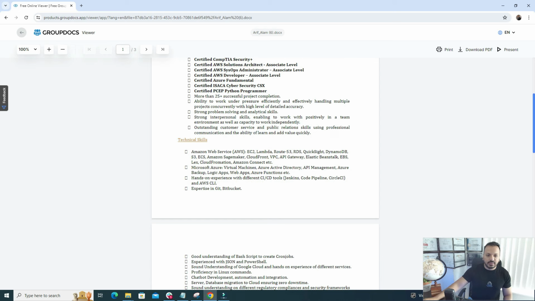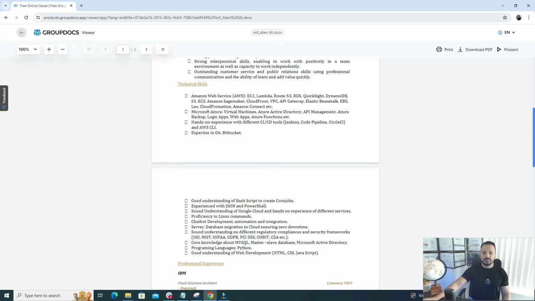After that, the next section for an IT CV is technical skills. What does it mean? In technical skills, we mention all the tools that we know, all the skills that we have acquired so far in our career. My CV is mostly cloud computing and cybersecurity centric, so I added all the tools that I have learned. I have added AWS, Microsoft Azure, some DevOps tools that I know, and also the security frameworks that I am familiar with, like ISO, NIST, HIPAA, COBIT, etc.